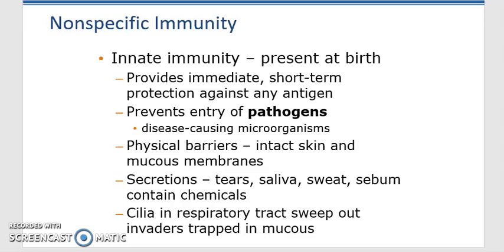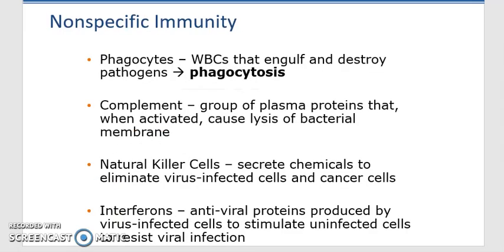pathogens. So your innate immunity, which is present at birth, is a part of our immune system that provides immediate and short-term protection against any antigen that would be potentially invading us. So it prevents the entry of pathogens or these disease-causing microorganisms. It provides these physical barriers on the skin and the mucous membranes, various secretions through our tears, our saliva, our sweat, our sebum, having the antibiotic molecules in it that would fight bacteria, and then the cilia in our respiratory tract, which would be sweeping out the mucus, which would trap any invading bacteria or viruses entering our respiratory system.